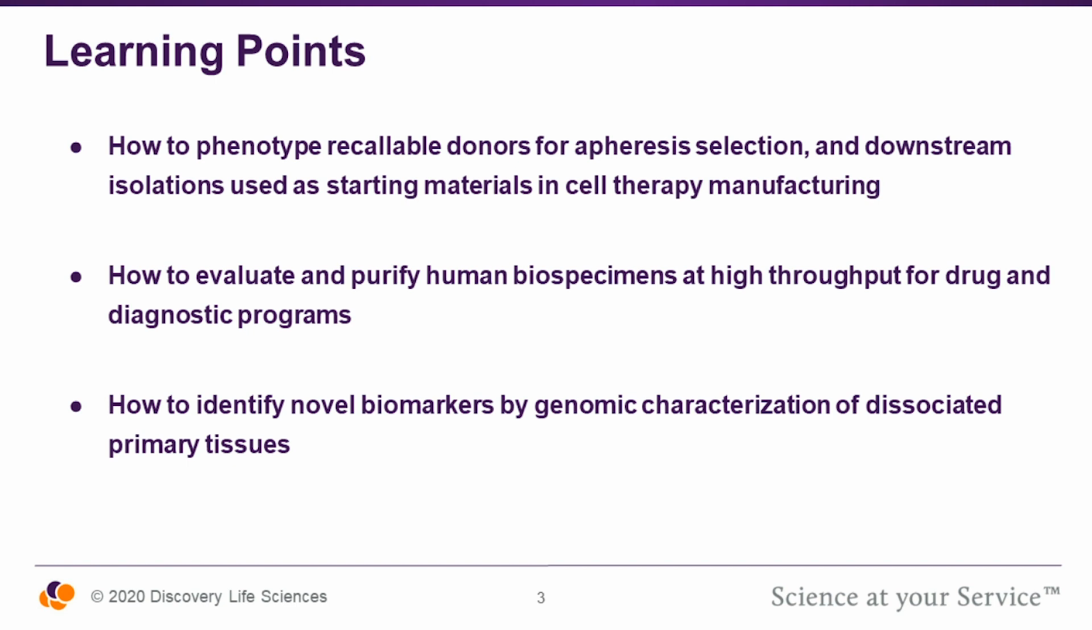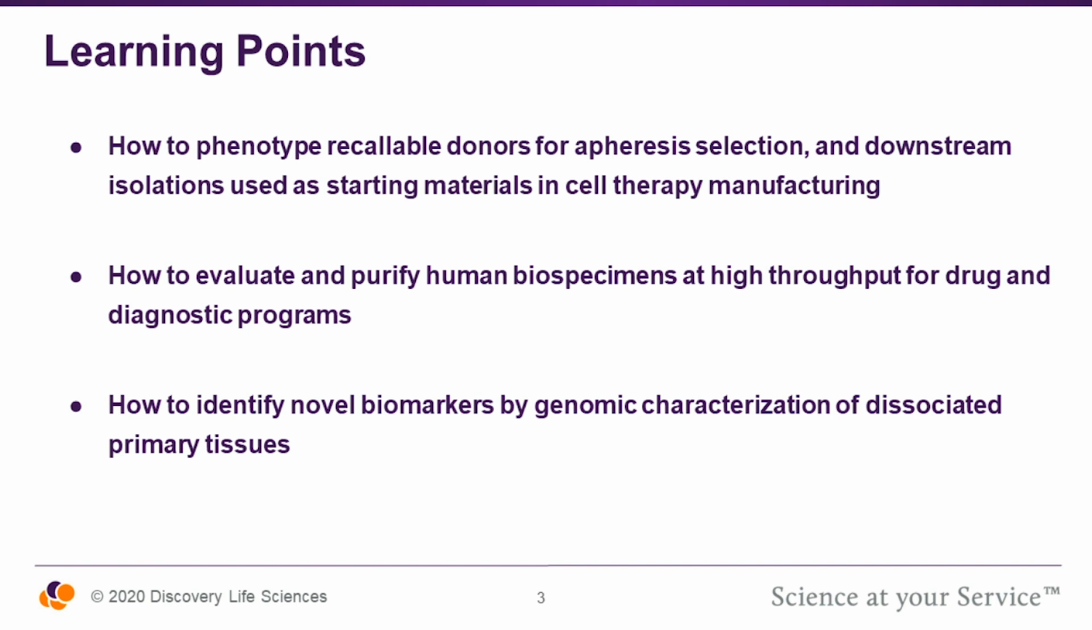For today's webinar, we're going to focus on 3 main learning points. The first point is how we phenotype our apheresis donors and how we use this information for both determining potential donors for downstream cell therapy manufacturing, as well as for different cell isolations.